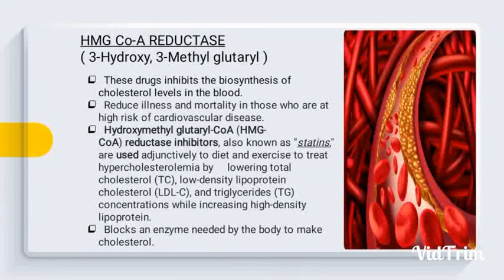The HMG coenzyme A reductase, 3-hydroxy-3-methylglutaryl coenzyme A reductase inhibitors inhibit the biosynthesis of cholesterol in the blood. They reduce illness and mortality in those who are at risk. Also known as the statins, they are used adjunctively to diet and exercise to treat hypercholesterolemia by lowering total cholesterol, low-density lipoprotein cholesterol, and triglyceride concentration while increasing the high-density lipoproteins. They block an enzyme needed by the body to make cholesterol.